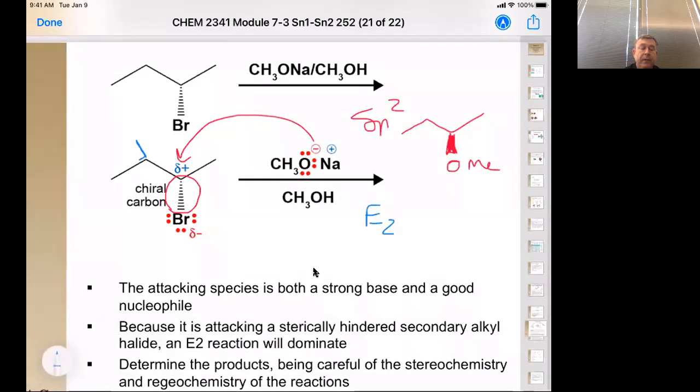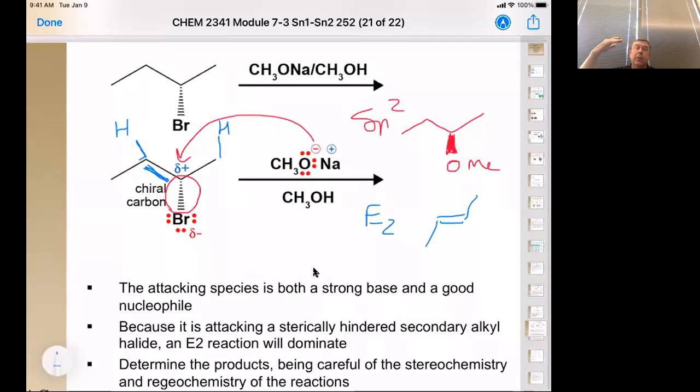We have this secondary proton and we have this primary proton. They're both alpha protons. Are we going to take off the secondary or the primary? To figure out which one we're going to do, look at the size of the base. It's a very small base, meaning it's going to make the thermodynamic product. The thermodynamic product is going to be the one with the internal double bond. So our major elimination product is going to be our trans alkene.